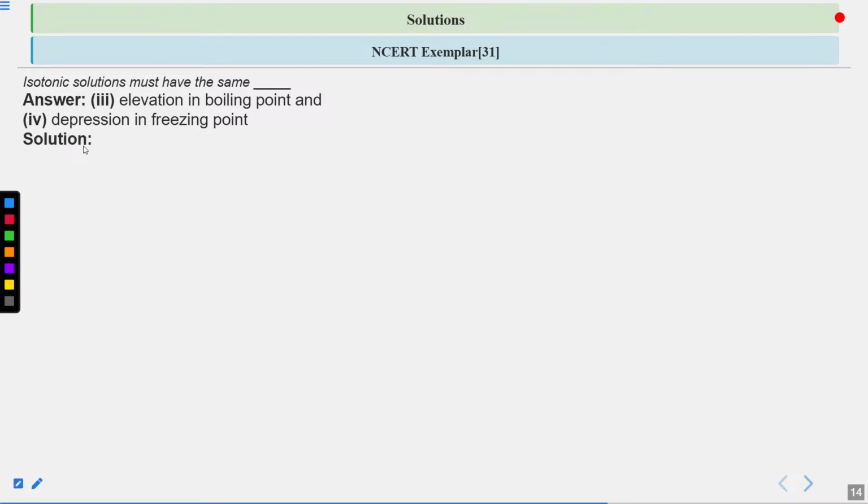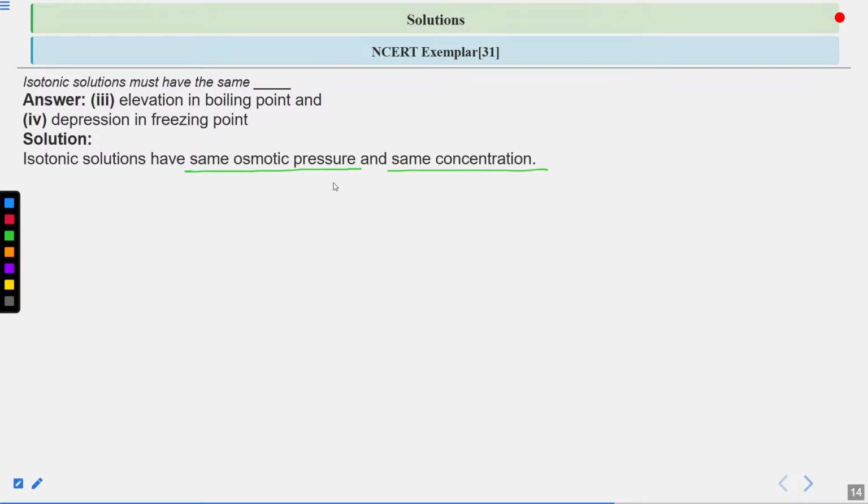Isotonic solutions have the same osmotic pressure and the same concentration. Iso is important, we are using it for something same, so you can relate it to that. Isotonic solutions are solutions having the same osmotic pressure and the same concentration, so that there will be no net movement of the solvent through the semi-permeable membrane.